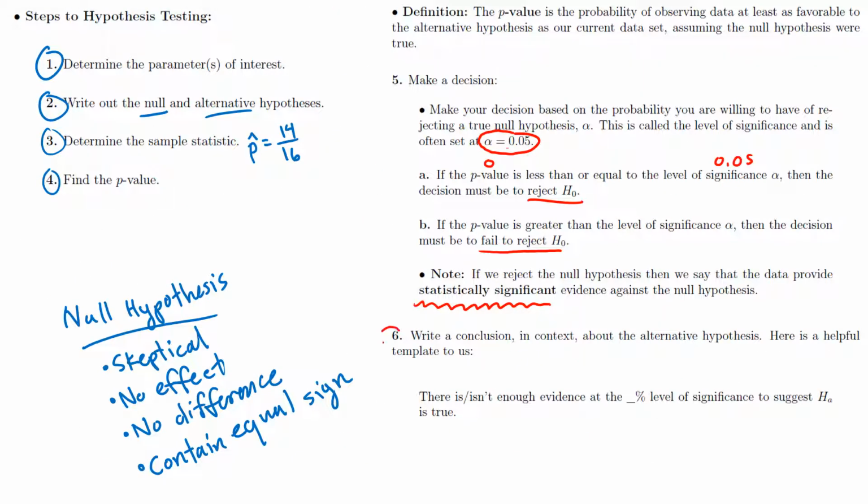All right, and then finally we wrote a conclusion, right? And here's that template that I promised you. If you look back at the previous page, you'll notice I really followed this. So you're going to say either there is or isn't enough evidence at the 5% level, or whatever percent level of significance, to suggest the alternative is true. And you'd say there is enough evidence when you reject the null hypothesis, and you say there isn't enough evidence when you fail to reject the null hypothesis.